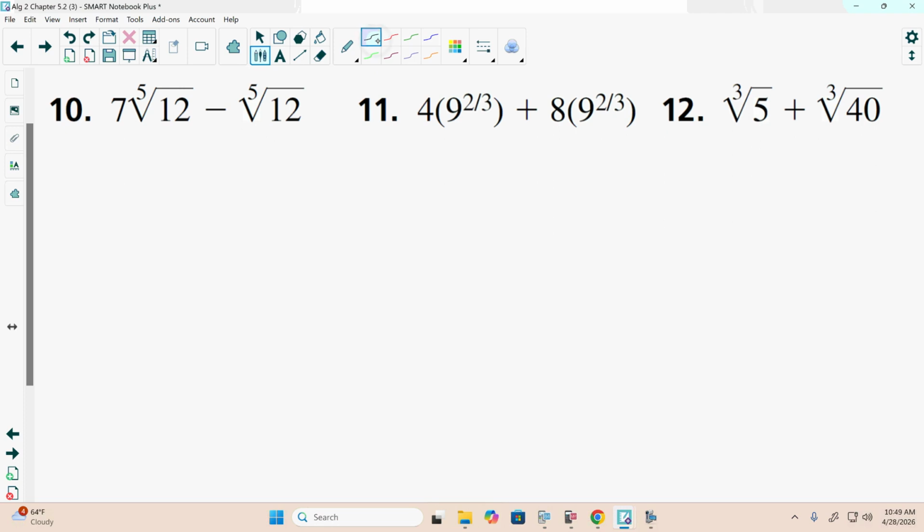So the first one we have, number 10, 7 times the fifth root of 12 minus the fifth root of 12. Are the radicals the exact same? So really what we're looking at is 7 minus 1, and that would give us 6 fifth roots of 12.